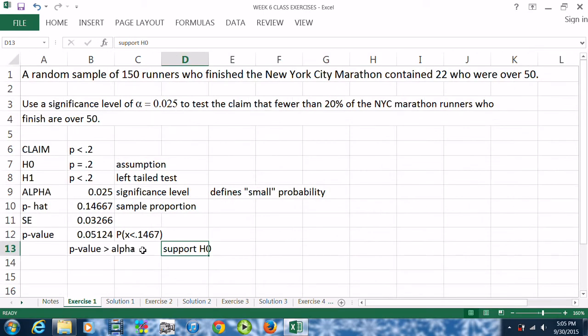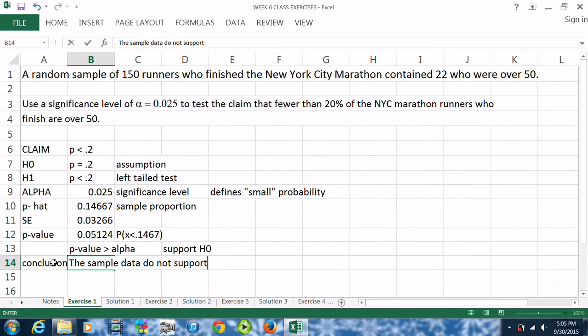P-value bigger than alpha, support the null. So our final conclusion here is that the sample data do not support the claim. We supported the null hypothesis, not the claim. The sample data do not support the claim that fewer than 20% of the runners who finish are over 50.